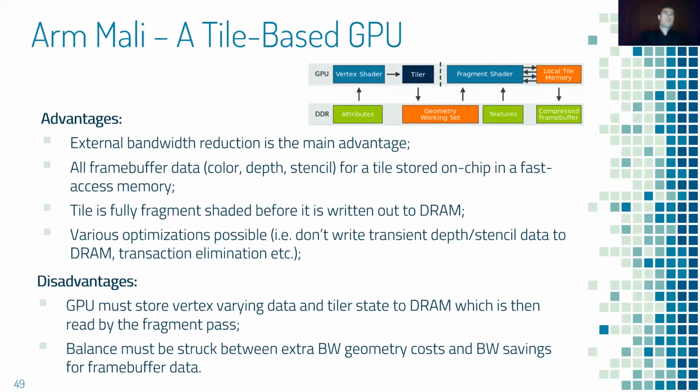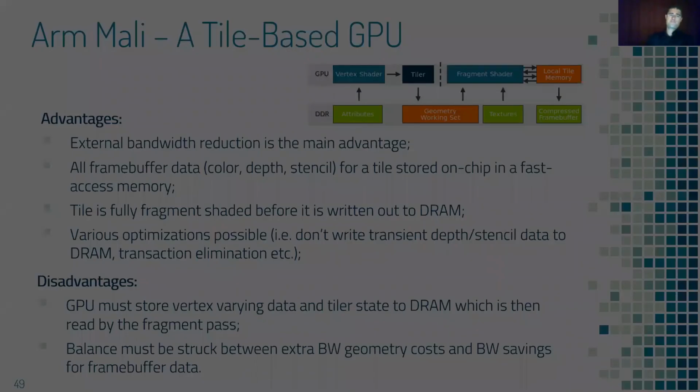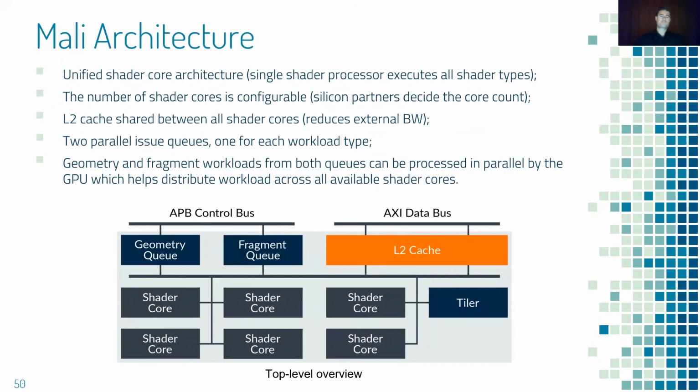Okay, so quickly, the Mali architecture. This is a unified shader core architecture, which means that a single shader processor executes all shader types: compute shaders, vertex shaders, and fragment shaders are all run by the same hardware. Users or silicon partners can configure the number of cores within the GPU. The L2 cache is shared between all shader cores, which reduces external bandwidth. We have 2 parallel issue queues in our GPU, one for compute and vertex work, and the other for fragment, so that we can increase the throughput.